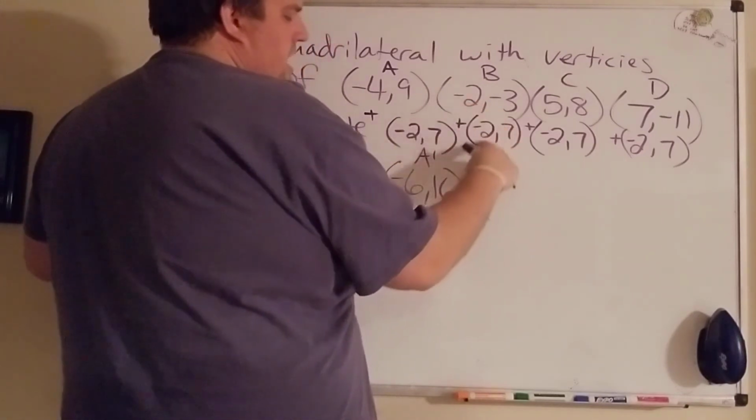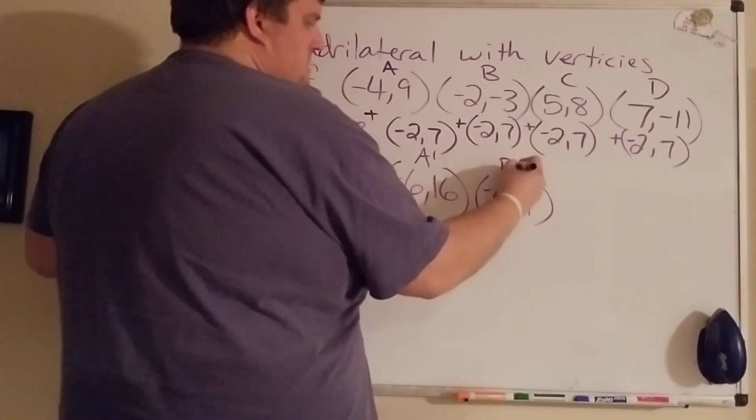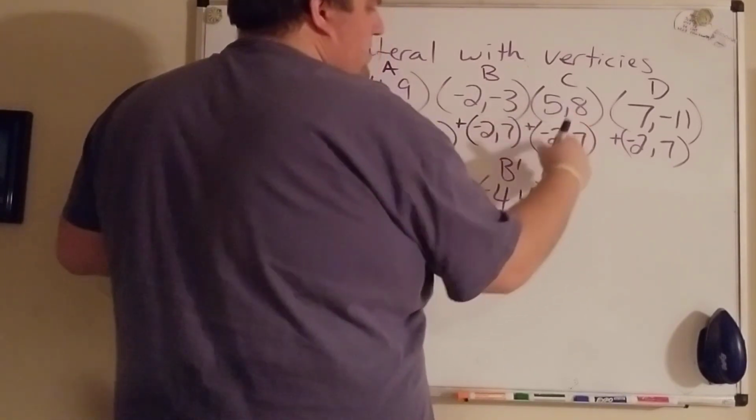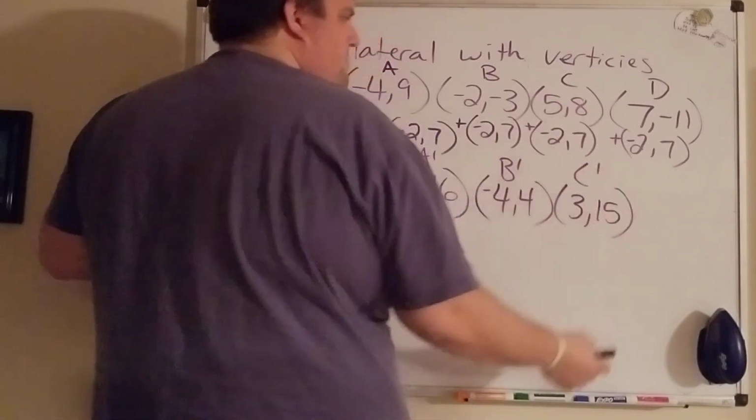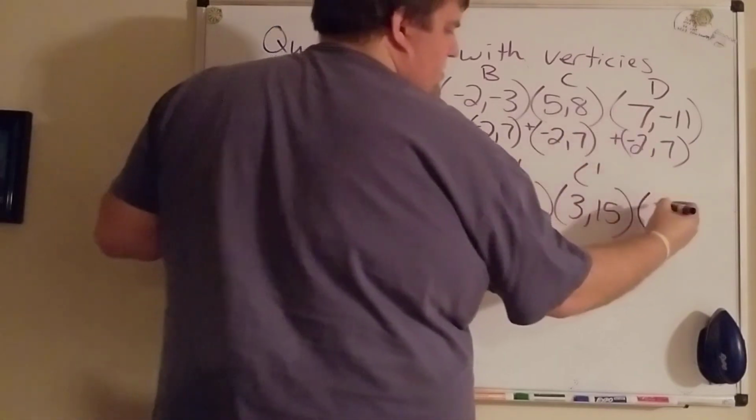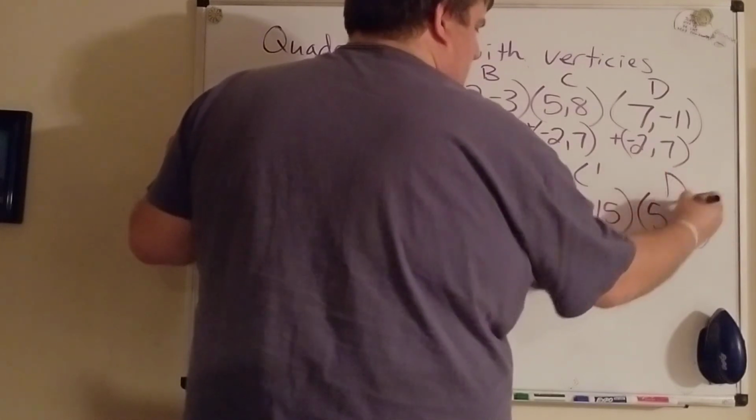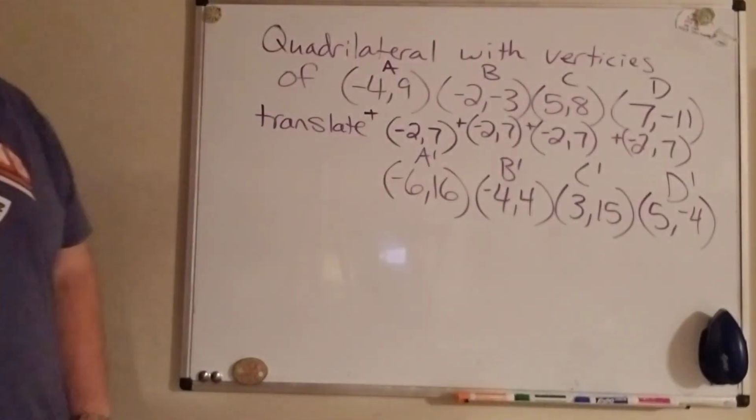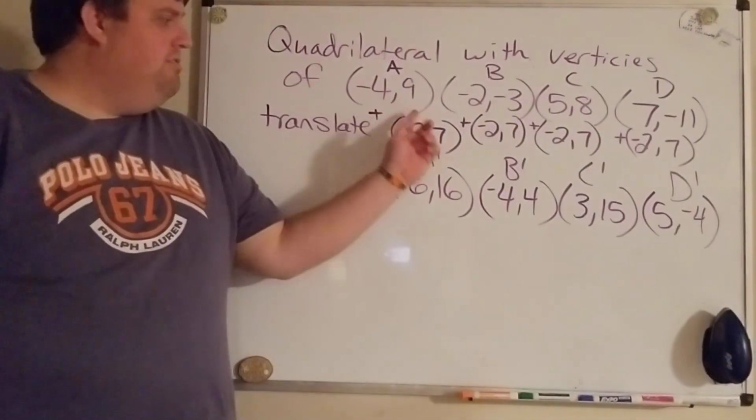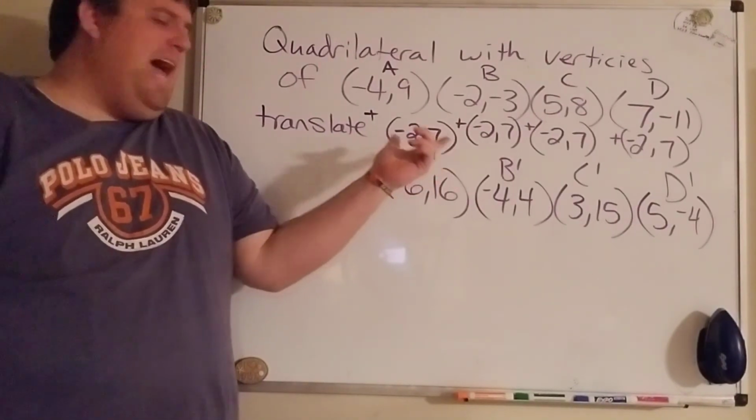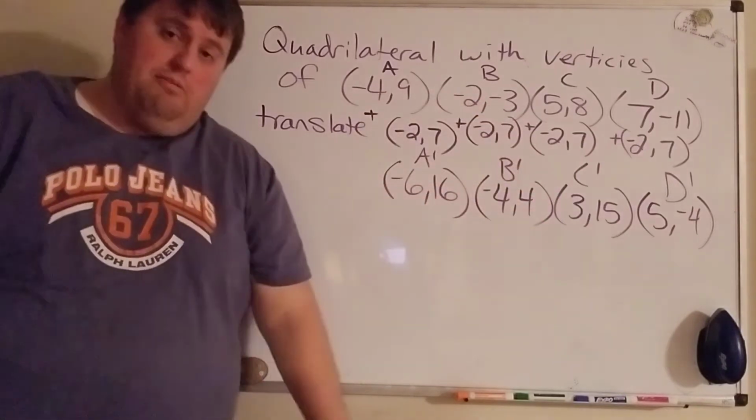And we just do that for every one. -2 plus -2 is -4. -3 plus 7 is 4. That's B prime. 5 plus -2 is 3. 8 plus 7 is 15. That's C prime. And then over here, D, 7 plus -2 is 5. -11 plus 7 is -4. And that is D prime. So without graphing this thing and counting, I can actually still figure out where it's going to translate to. I just take whatever that translation factor is, and I add it to each point. And that's going to give me my new points.